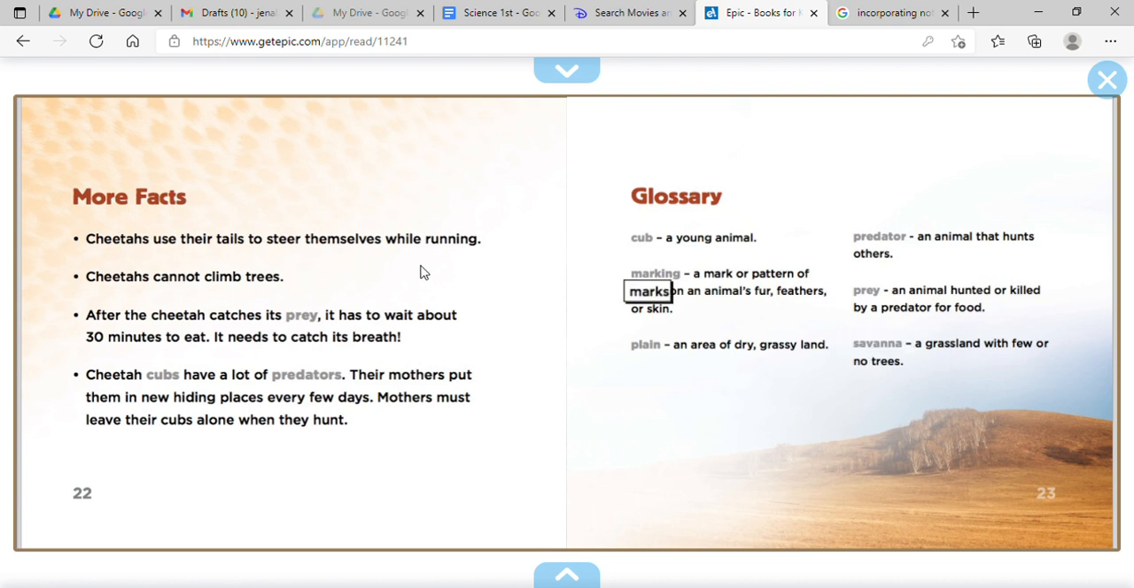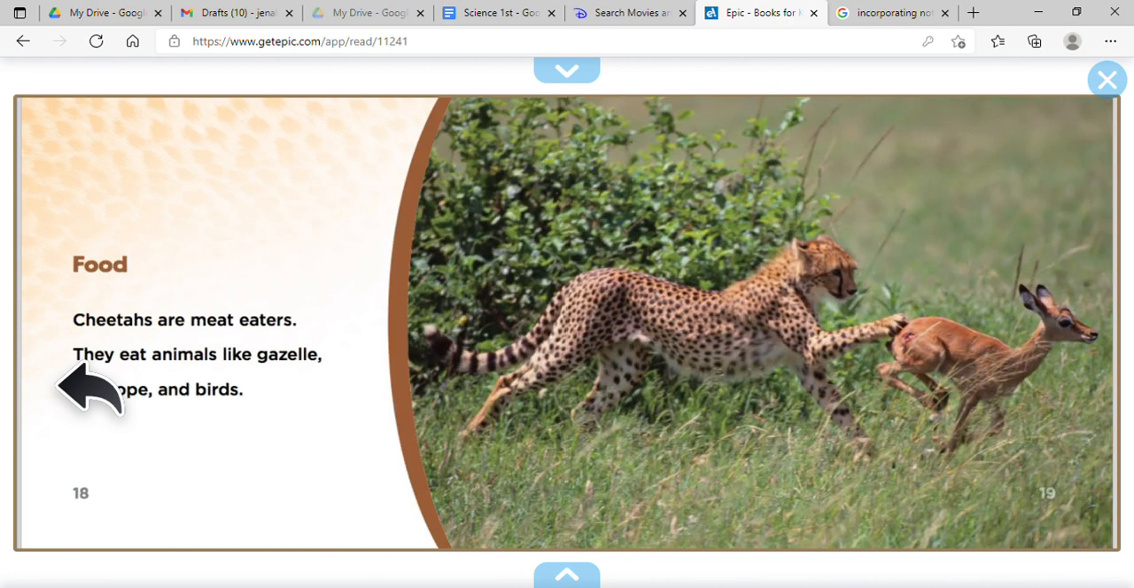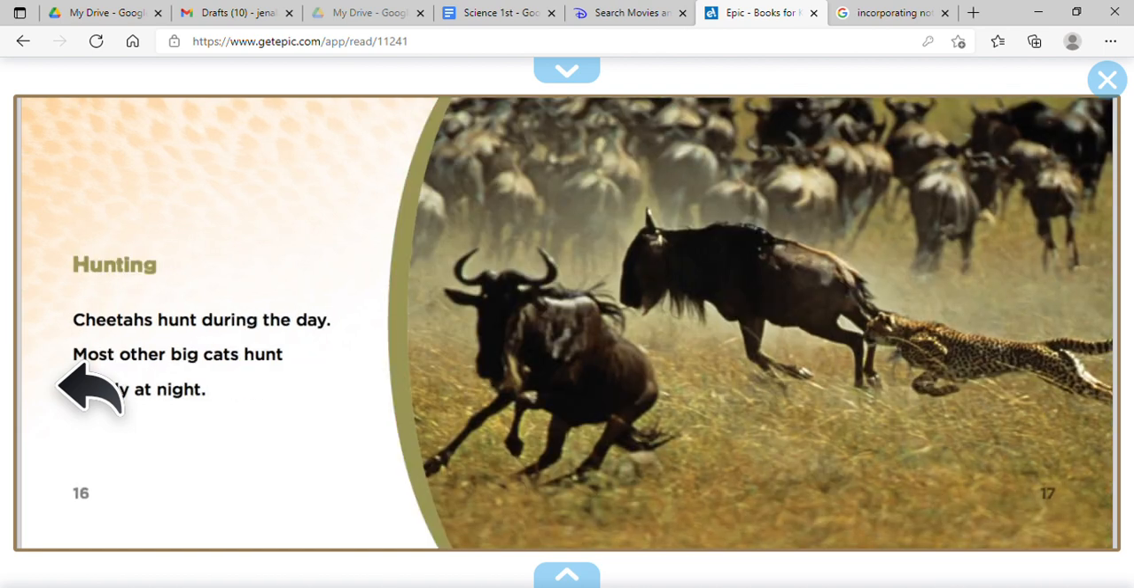Can cheetahs hold their breath? Well, it says they need to catch their breath because of the running. Okay. Yeah, but that doesn't really mean they hold their breath. That means they have to relax because they're tired from all that running. So I can go back to give you anything unique and interesting about cheetahs.